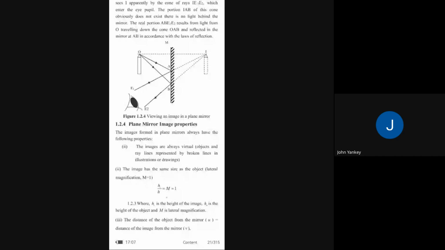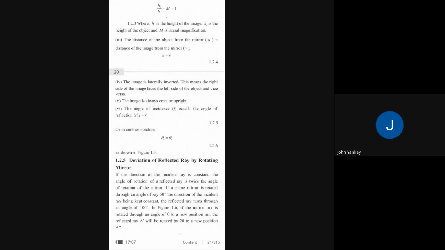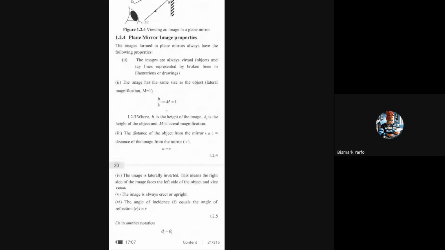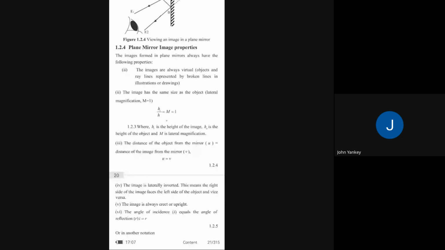Now, what are the properties of the image formed by a plane mirror? On page 16, the image formed by a plane mirror has certain properties. What are the properties of the image formed by a plane mirror? One, the image appears upright. It stands upright as the object. So if the head of the object is upwards, the head of the image will also be upwards.